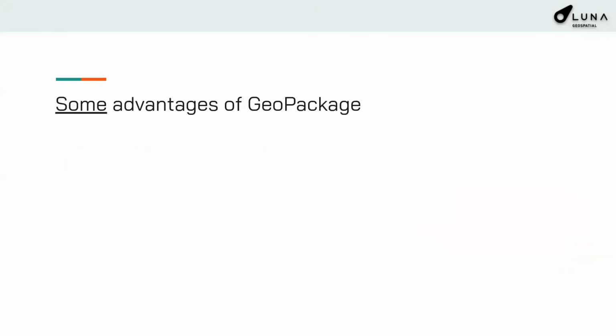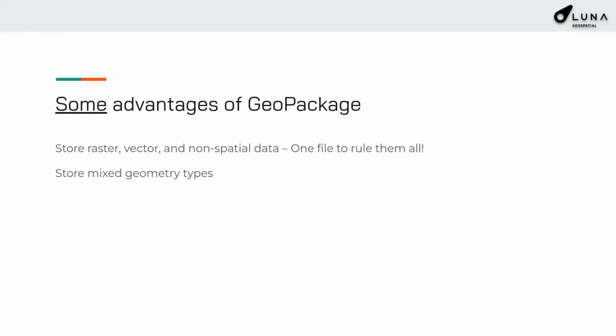Okay, so what are some advantages of using Geopackage? Well, you can store raster, vector, and non-spatial data. It's really one file to rule them all. You can just throw everything in, and it is exactly that. It's a package of geo, which is a beautiful thing. And you can store mixed geometry types, which is nice. Unlike something like shapefile, where a shapefile is going to be a polygon, a point, or a line, with Geopackage you can store a bunch of different layers. You can store your roads as road lines, your parks as polygons, and your community centers as points within the same Geopackage.